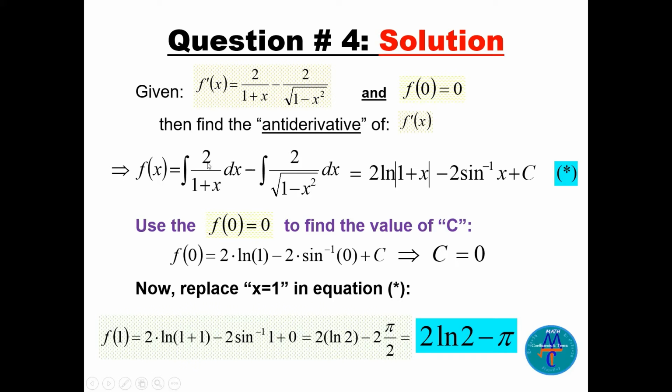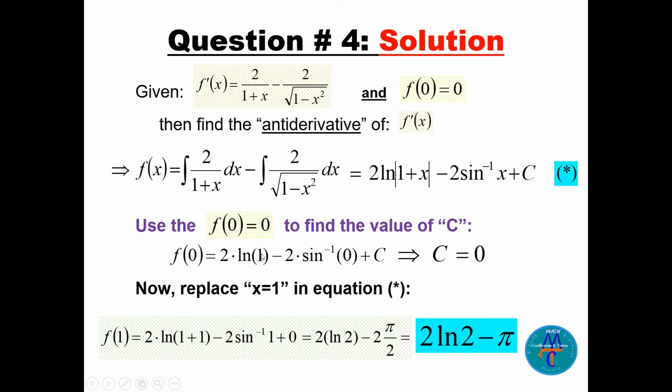Now, what is the function whose derivative is 2 over 1 plus x? It will be 2 times ln of absolute value 1 plus x, minus 2 there. What is the function whose derivative is 1 over square root of 1 minus x squared? It will be inverse sine of x plus capital C. Let's call this one equation star. Use f of 0 is equal to 0, that's given. So I put here f of 0, 2 ln of 1 plus 0, which is 1, minus 2 inverse sine of 0 plus capital C.